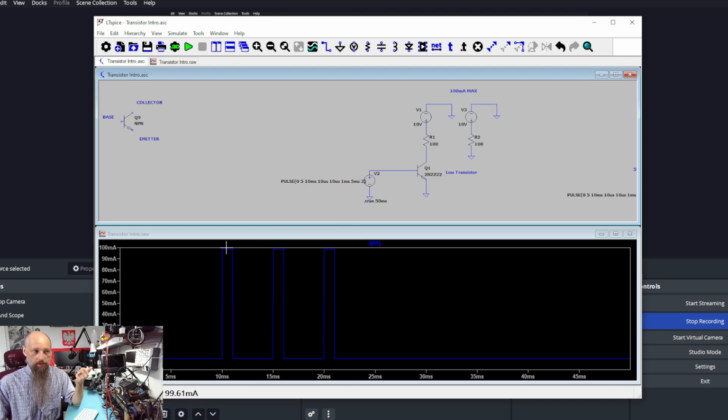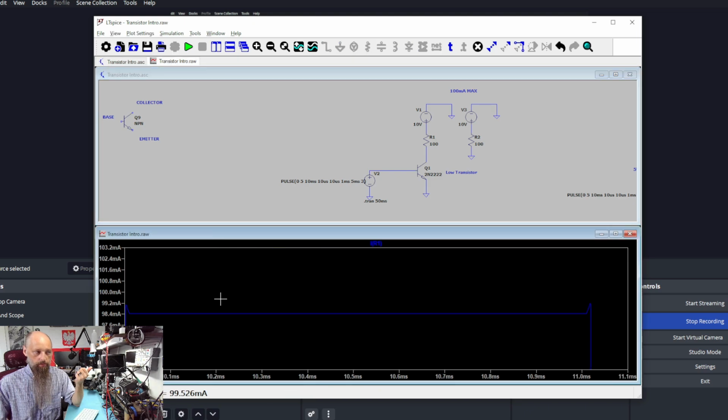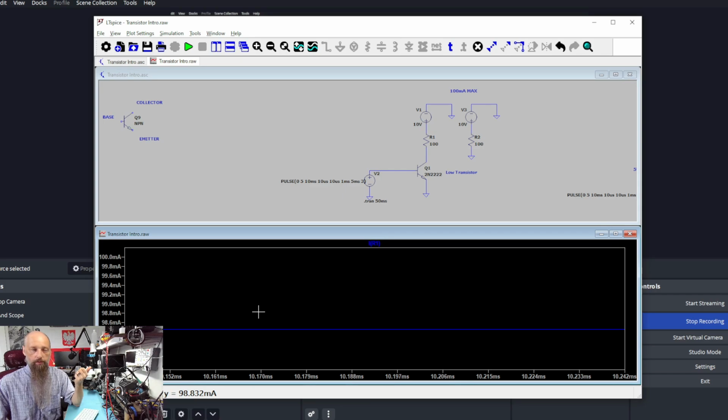As we can see, it's pretty close, but if we zoom in, it's actually roughly 98 milliamps. It's lower than we expected. Here we have the first property of the transistor that we need to be aware of, that it's not like a switch, it's not like a relay, because relay technically should have 0 resistance. It just closes the circuit, allowing the current to flow. Transistor will have some resistance between the collector and emitter, or drain and source.